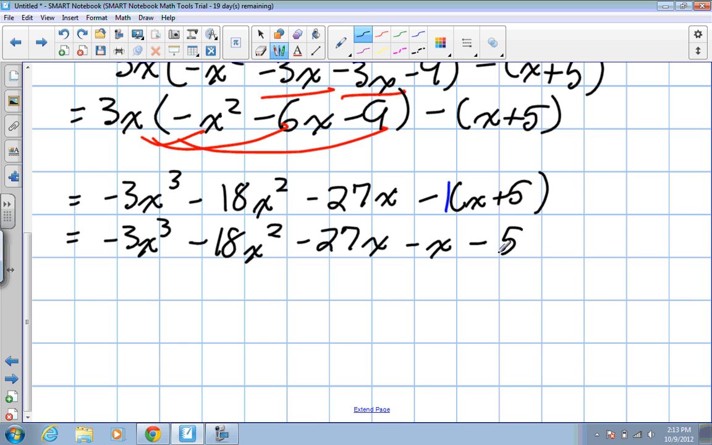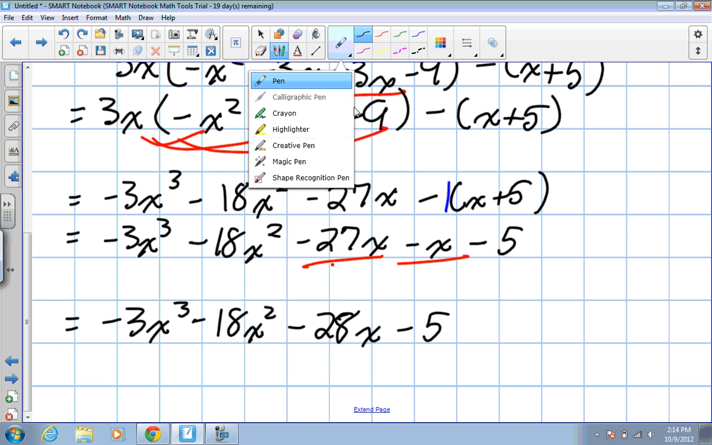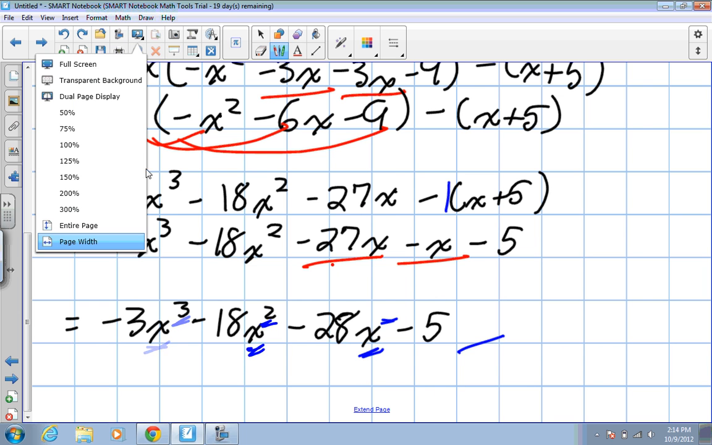Great. Do I have any like terms? Yeah, negative 27x and negative x. We collect those like terms, and then we're left with negative 3x cubed minus 18x squared. What does this become? Negative 27x? No, negative 28x. Think of it like negative 27 subtract 1. Minus 5. We got a lot of negatives. This is our final answer. The reason being is I can't combine any of these terms. All of the variables have different exponents, and this one doesn't have a variable. So that is as simple as this question gets. This would be expanding and simplifying this question.